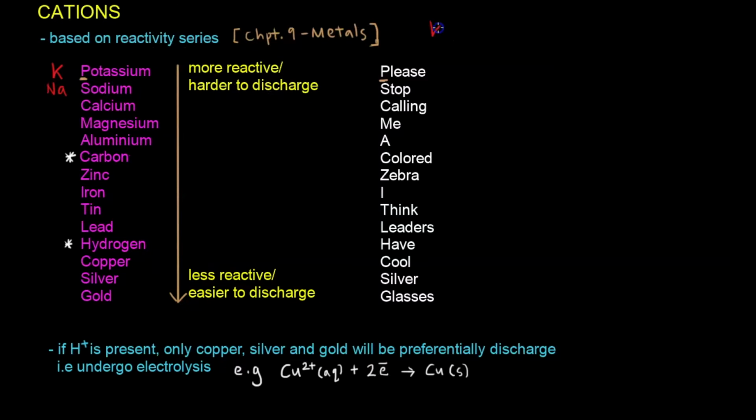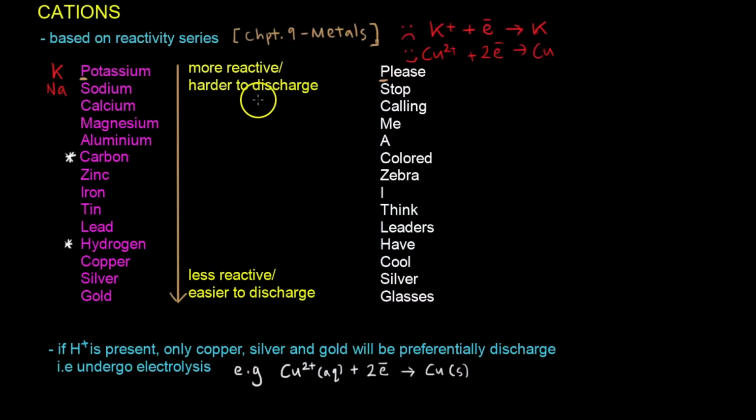For example, K+ plus electron to give me K metal. This is way harder than if I were to do, for example, copper: Cu2+ plus 2 electrons to give me copper solid. This one is very tough to achieve. This one is super easy. Okay, that's the difference. When it's more reactive, it's harder to discharge.